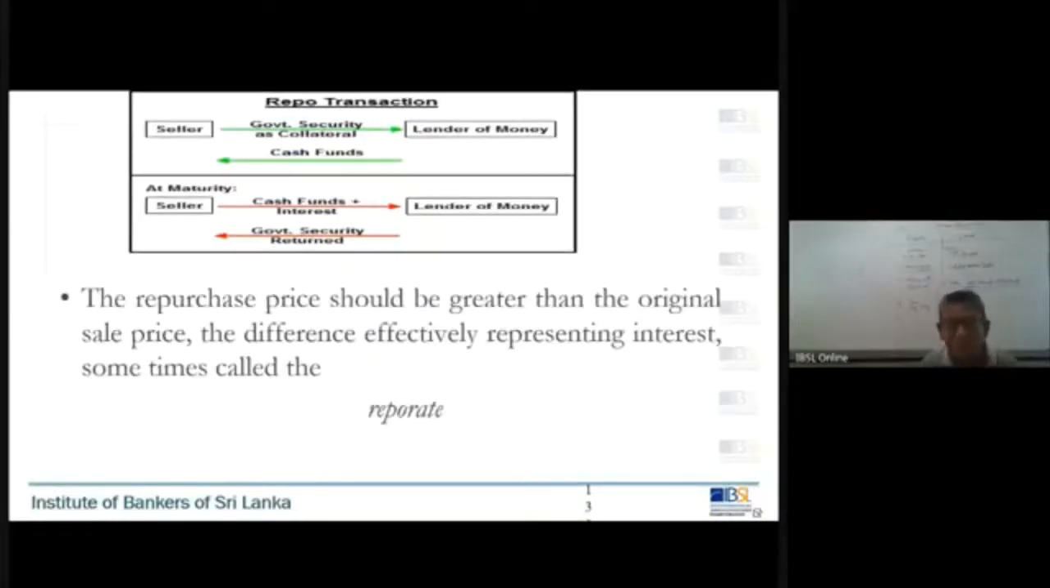Now the repurchase price should be greater than the original sales price. That is what you call the repo rate. The difference effectively represents the interest, called the repo rate. If the examiner asks about the repo rate, the repurchase price should be greater than the original sales price. Now here, what happened? The seller gives the money back to the bank.